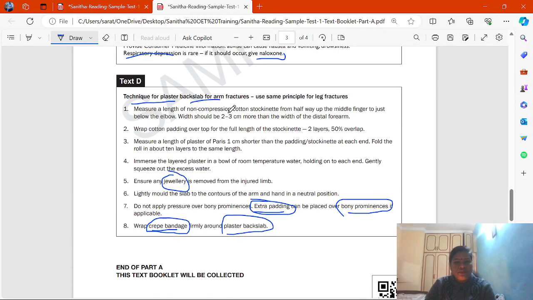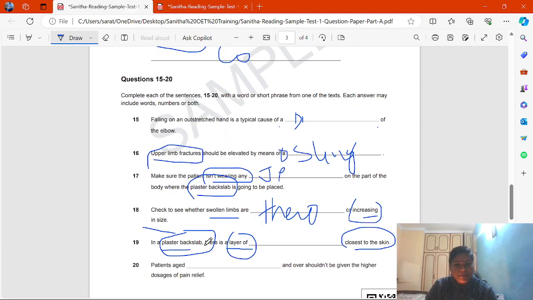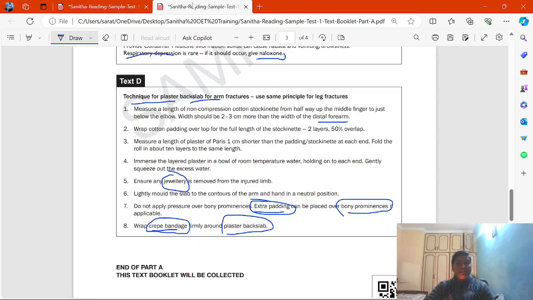Measure a length of non-compression cotton just below the elbow. Okay, forearm. What is the question? In a plaster backslab, there is a layer of dash closer to the skin. There is a layer of cotton stockinette. Then what is the answer? A layer of cotton stockinette. Otherwise, you can write cotton padding. You can write stockinette or cotton stockinette. Okay, got it?